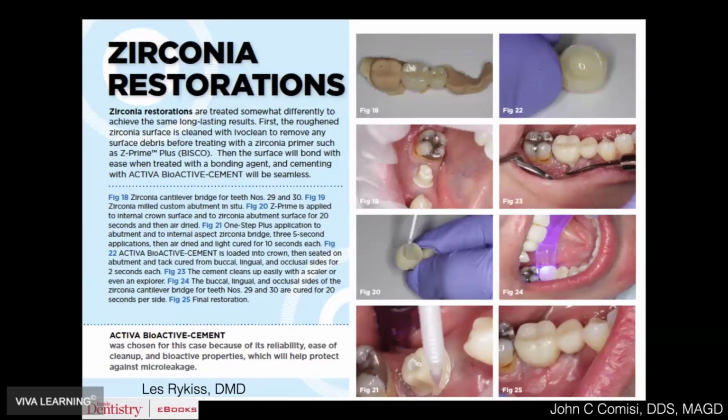The crown preparations are cleaned. And in number 20, he's going ahead and air drying the whole thing. He's applying the one step and the abutments on the internal aspects of the bridges. And then he's going to cement that into place, and easy peasy. He's tack cured it over there in figure number 23, and removing the excess. And then the crowns are cemented into place. Very nice, nice little piece by Les.